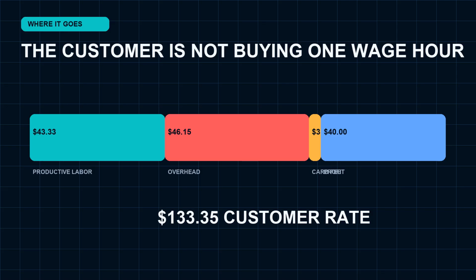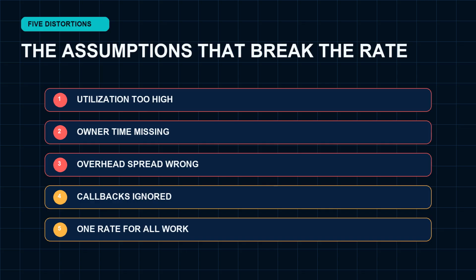Fourth, callbacks and warranty work are treated as unusual. If they occur regularly, their expected cost belongs in the assumptions. Fifth, the same labor rate is used for every service. Some work requires more equipment, risk, certification, supervision, or non-billable preparation.